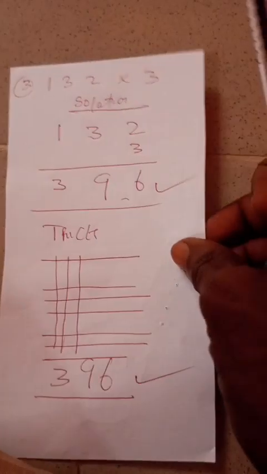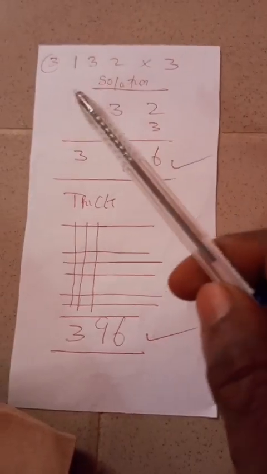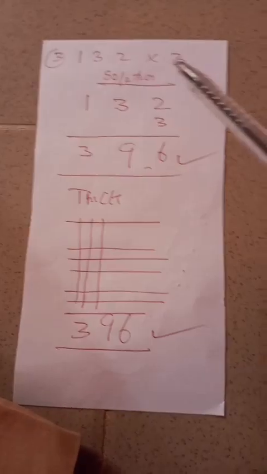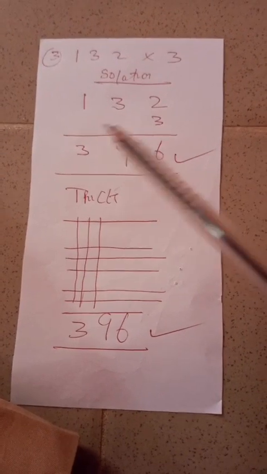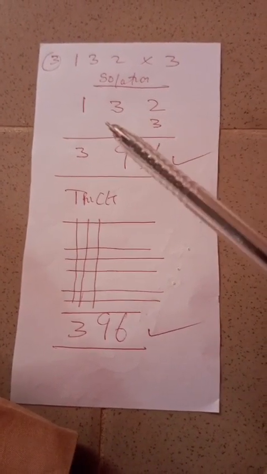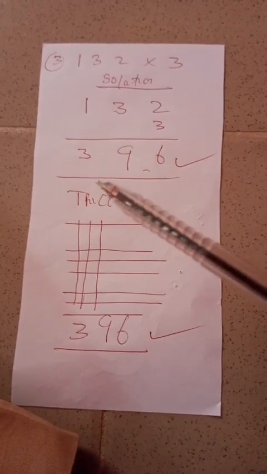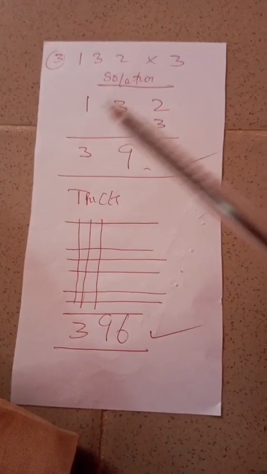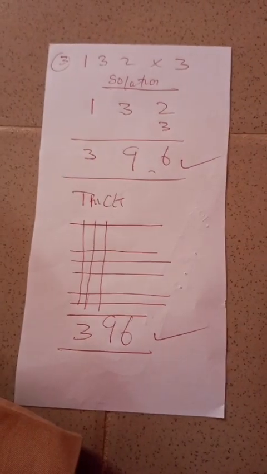Let's look at the last example. We are multiplying 132 multiplied by 3. Solution: 132 times 3. 3 times 2 give us 6. 3 times 3 is 9. And 3 times 1 is 3. 396. The trick. Here the first number is 1.